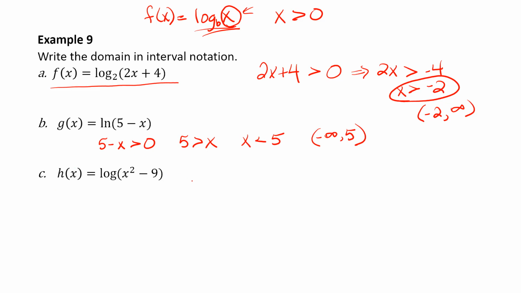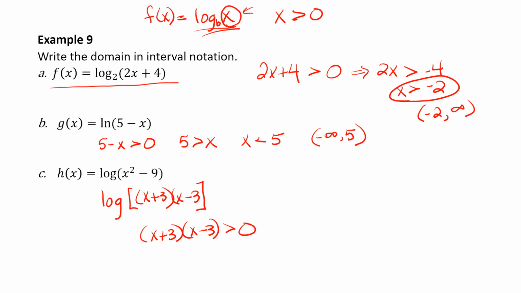So part C is a little bit trickier, because you have to look at a couple of situations. The argument here, we're going to factor it: x plus 3 times x minus 3. And so in this case, we have to say that x plus 3 times x minus 3 is greater than 0. What will make this greater than 0? Well, either they both have to be negative or they both have to be positive.